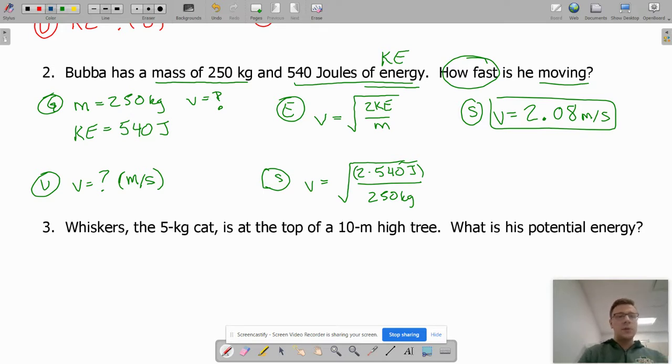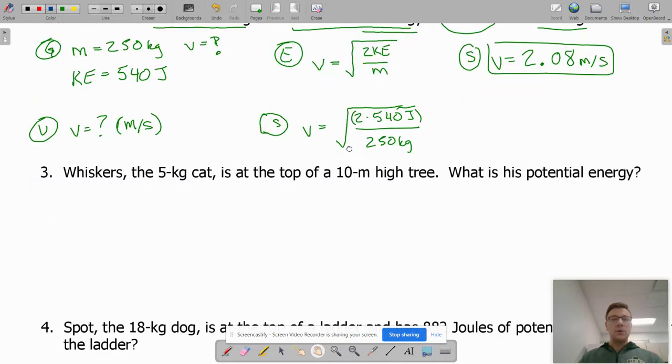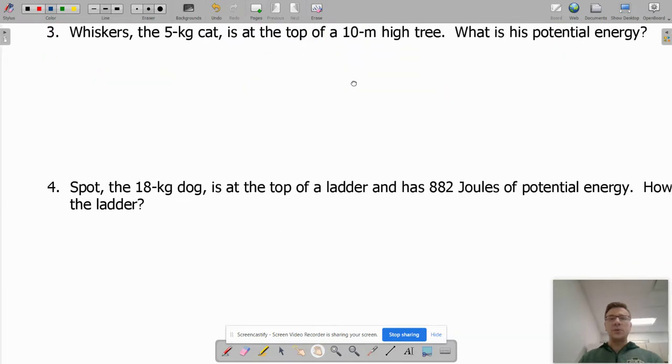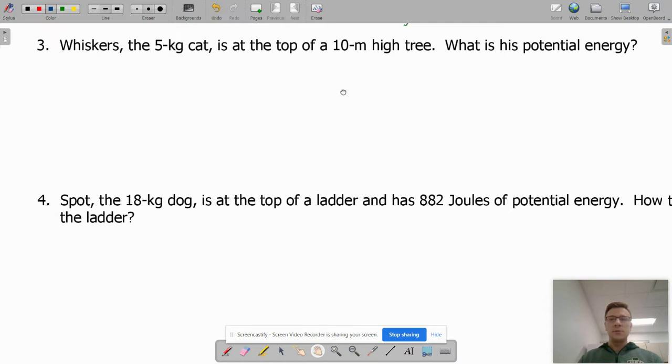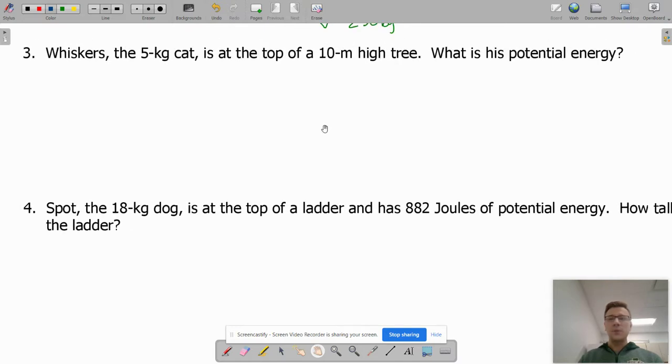All right. So we can now go ahead and move on here to our third problem with Whiskers the cat. Okay. So it says that Whiskers the 5 kilogram cat, so it's given us the mass right there, is at the top of a 10 meter high tree. So that's going to be the height that the cat is above the ground. And then it says, what is the potential energy?